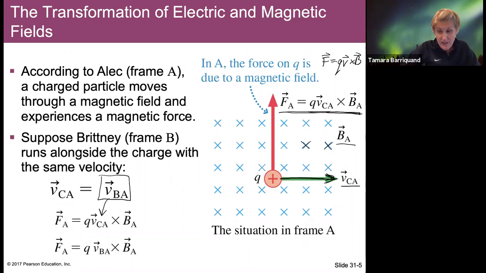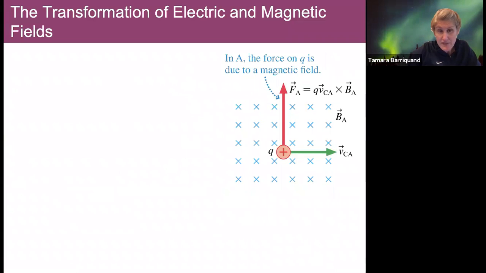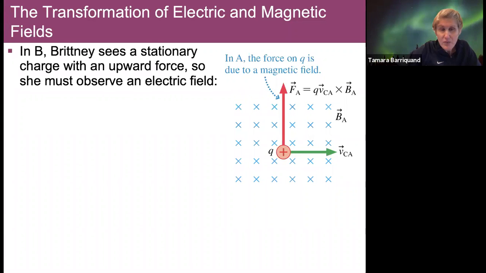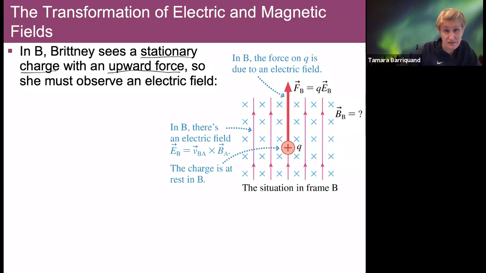So since that's true, let's now see how we can relate these two reference frames. In A, we see the force on Q is due to the magnetic field, like we just saw, F_A equals Q V_CA cross B sub A. However, in B, Brittany sees a stationary charge. So the charge isn't moving, but there is an upward force. We know that a stationary charge is not going to have a magnetic force, so it must be an electric force. So she must be observing an electric field. For Brittany, the force is upward on a stationary charge, so it must be an upward electric field.